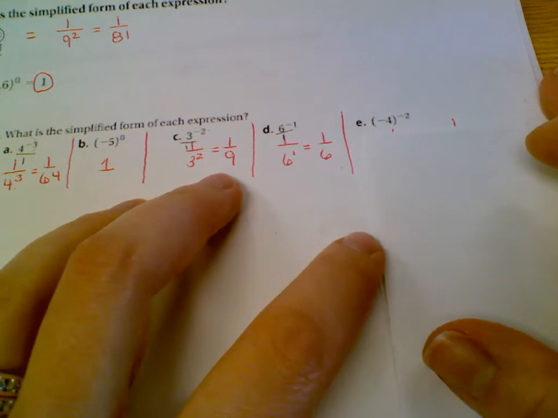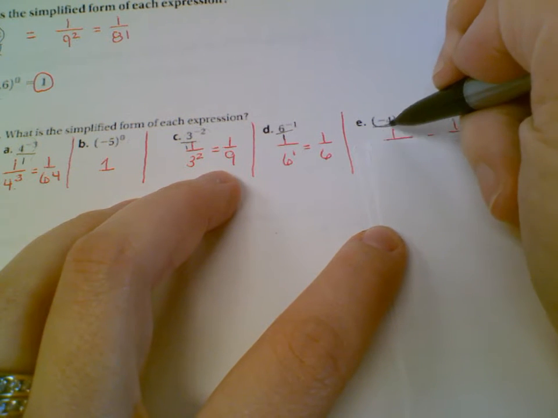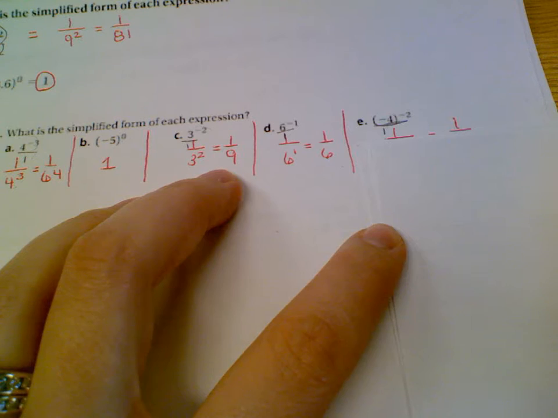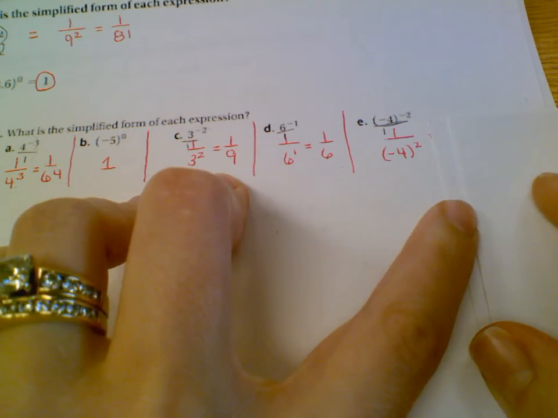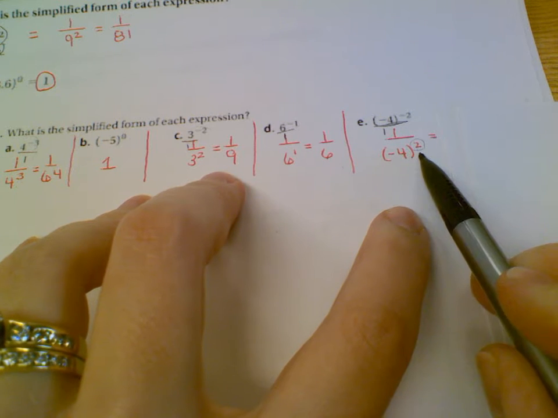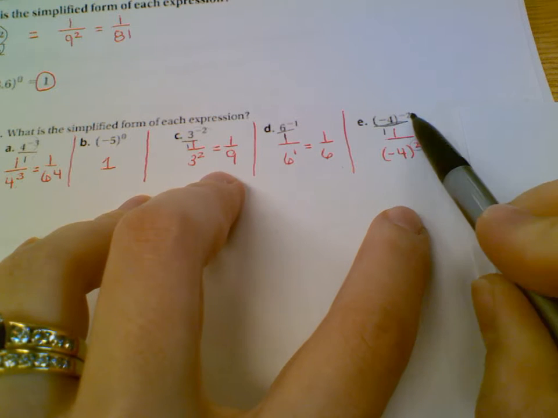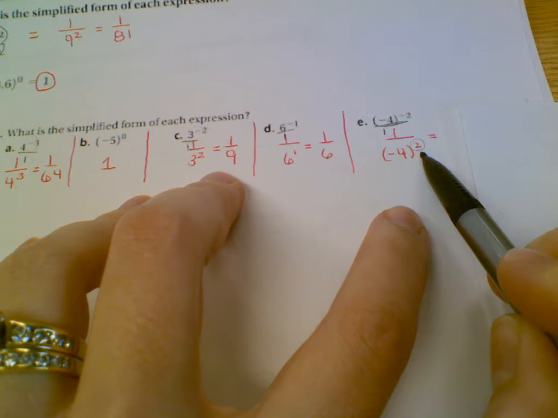Last one. Now this one's tricky because I have a negative base, so I would put that over 1. The whole thing goes to the denominator. However, the only thing that will change signs is the exponent. So notice my base stays the same number. It didn't change. The exponent is where it will change signs.